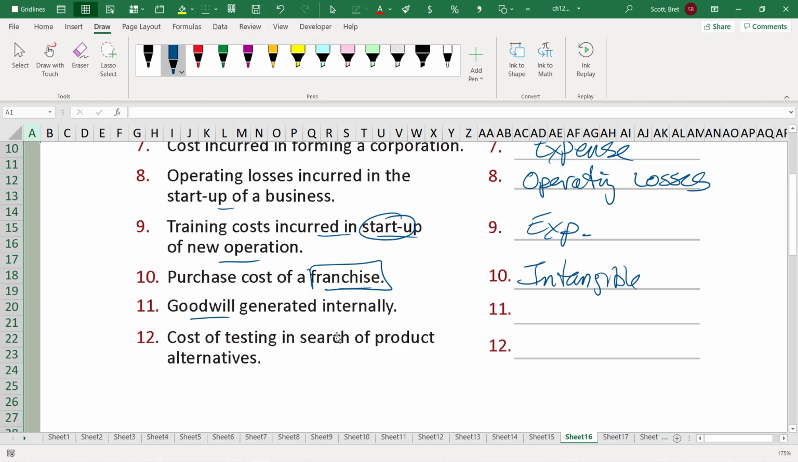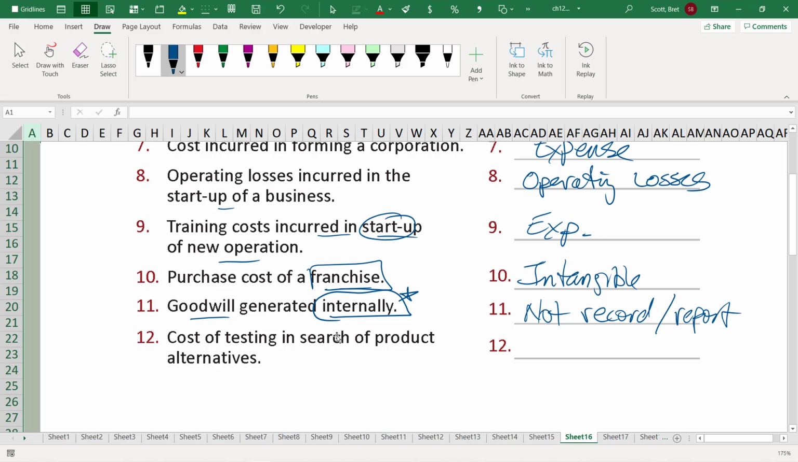Goodwill generated internally. This is a key phrase right here. If it's goodwill generated internally, we do not record or report. Okay? We generate some goodwill internally. That's great, man. People are loving you. That's awesome. That goodwill may translate into some value down the road. Maybe how that turns into value is in the form of greater revenue in the future.